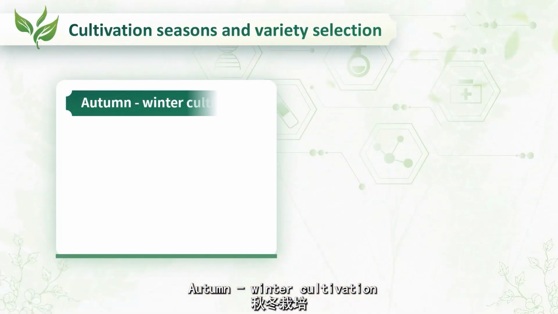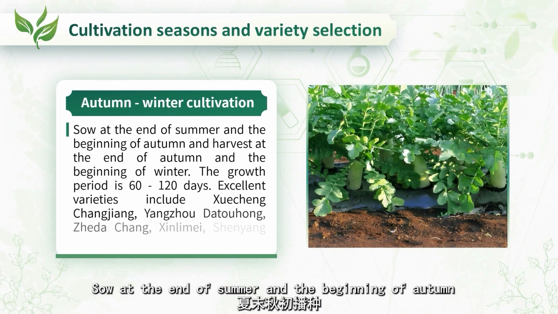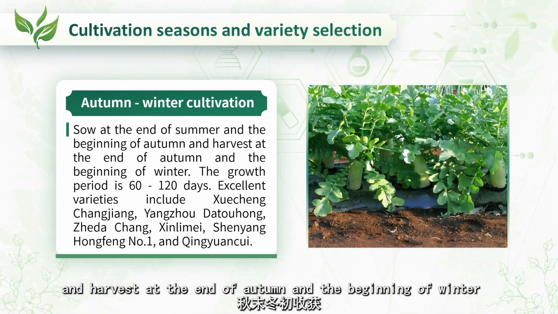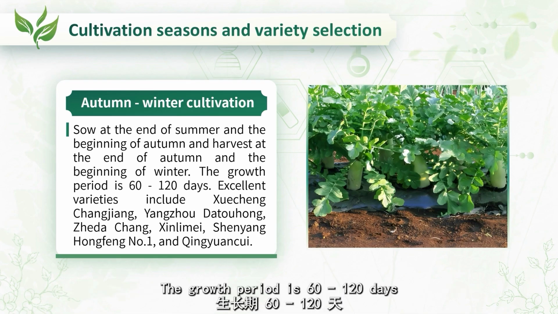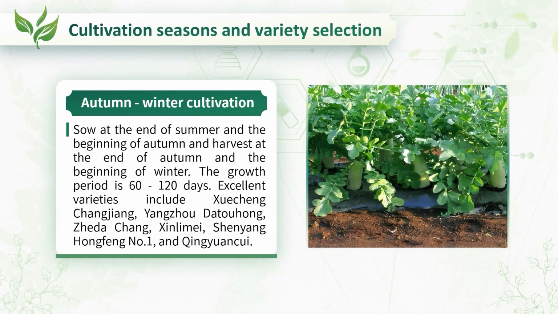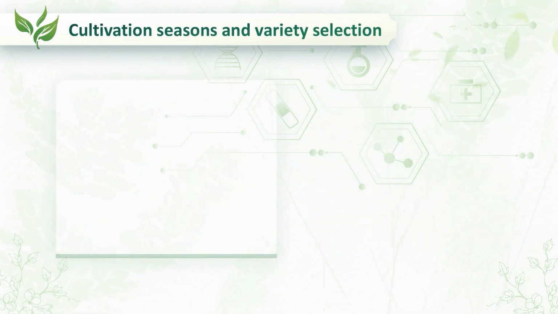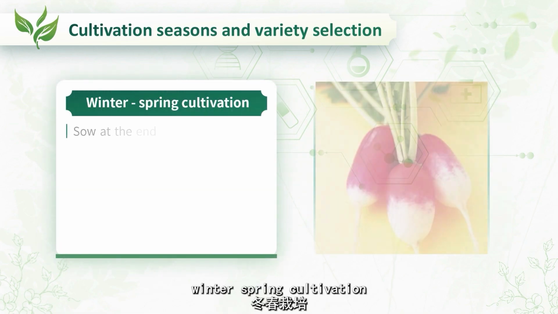Autumn, winter cultivation. Sow at the end of summer and the beginning of autumn and harvest at the end of autumn and the beginning of winter. The growth period is 60-120 days. Excellent varieties include Suqing Changjiang, Yangzhou Datang, Zheidachang, Xinlamei, Shenyang Hongfeng No. 1, and Qingyuangui.